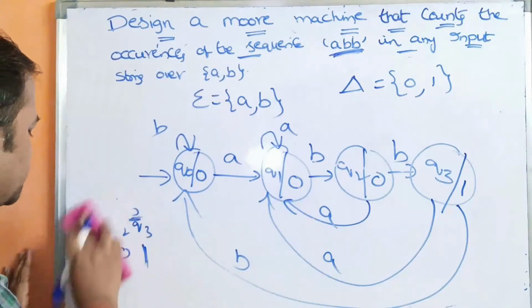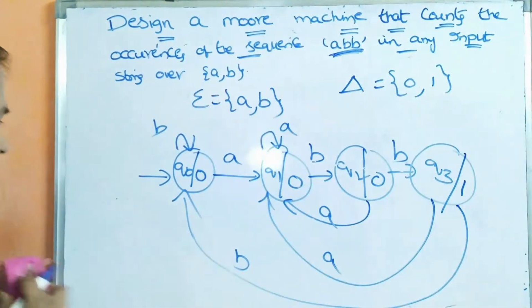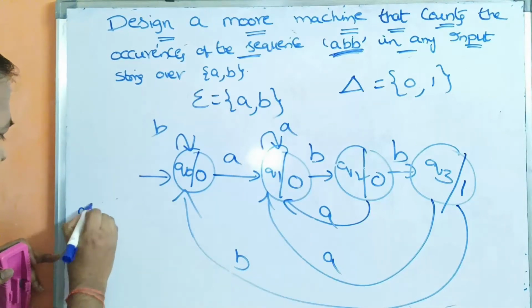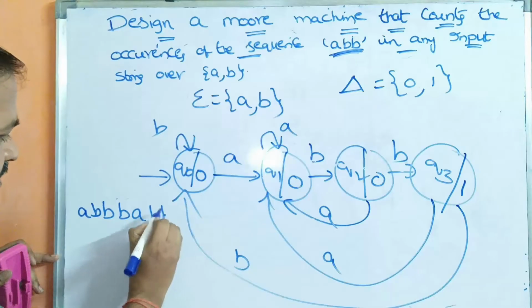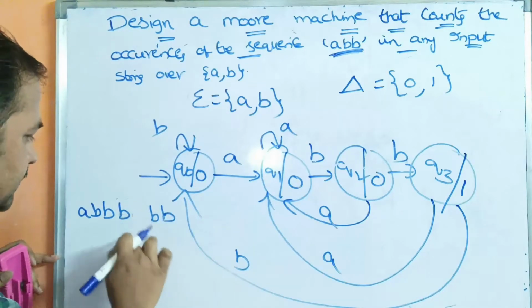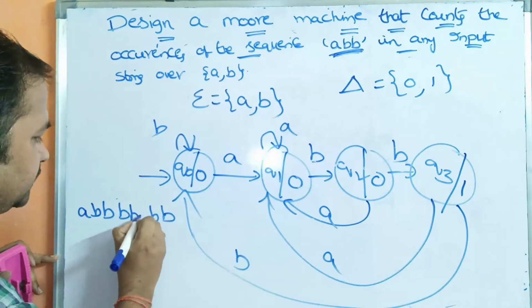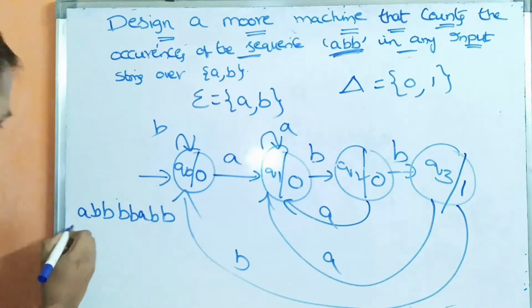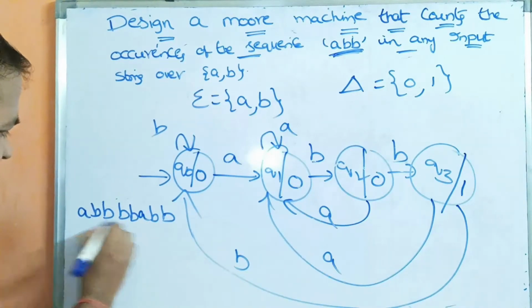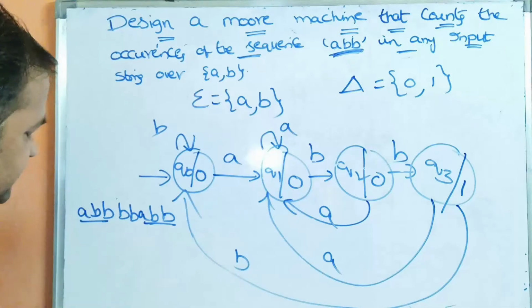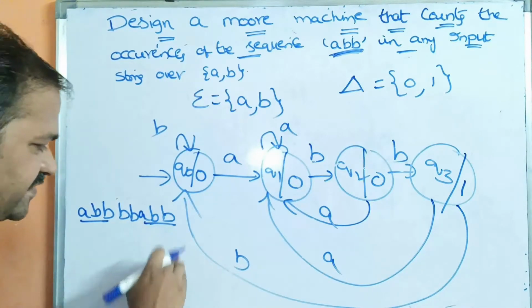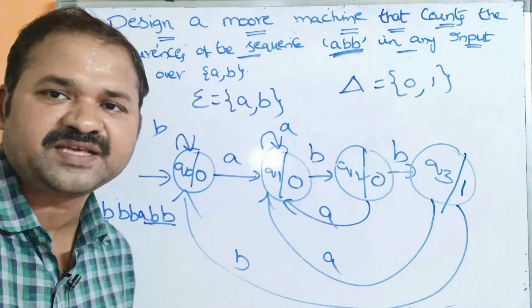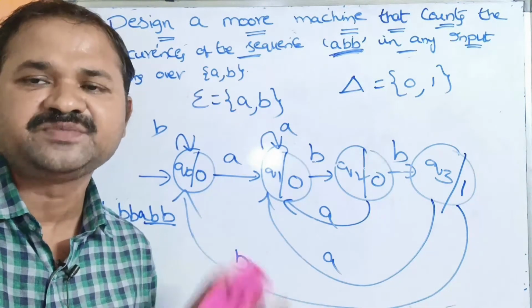Now let us take one more string. Let the string be like this: ABB, B, ABB. So ABB, this is one sequence, this is another sequence. After each sequence we will get 1 as the output. So 1 plus 1 means 2. So we can say that it appears 2 times.